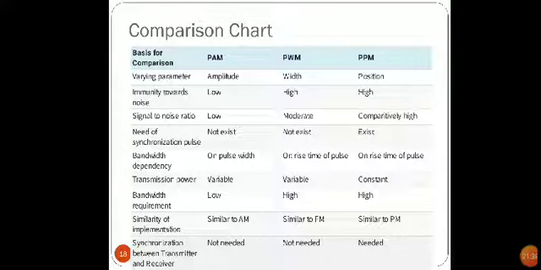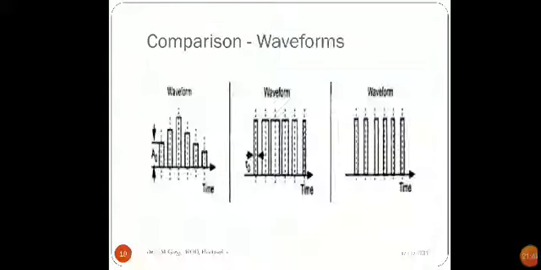So these are some comparison points, and finally you can have the waveforms of the comparison. The leftmost waveform is of pulse amplitude modulation, the middle one is of pulse width modulation where the width is varied and the amplitude is constant, and in the rightmost waveform the pulse width and the amplitude is constant but its position is varied, right?